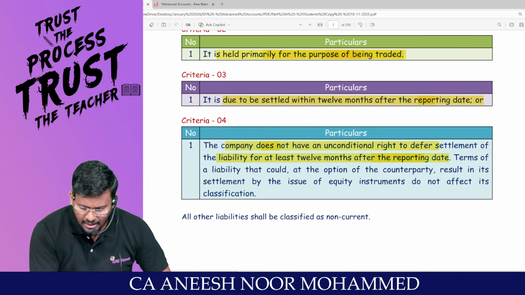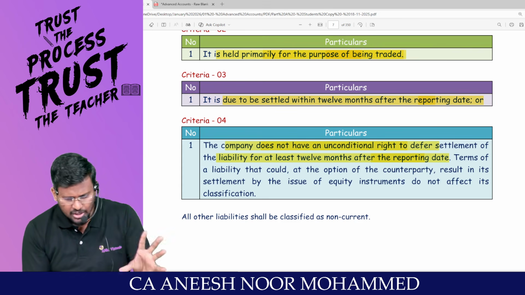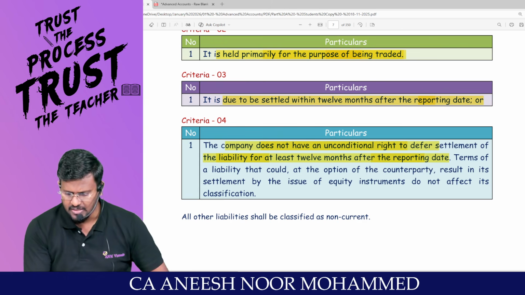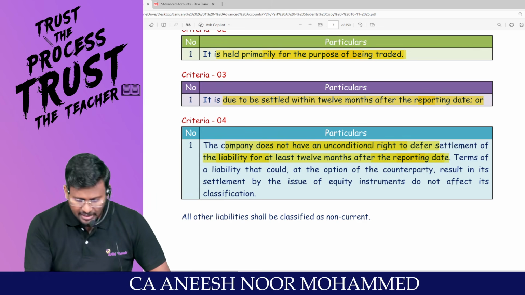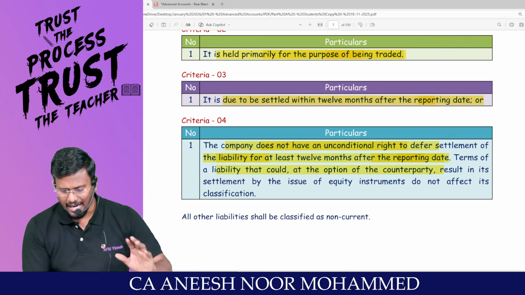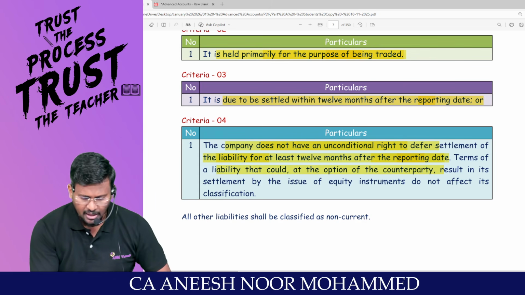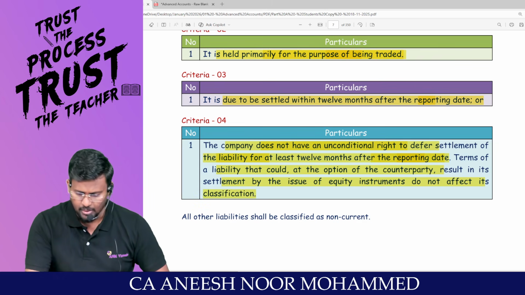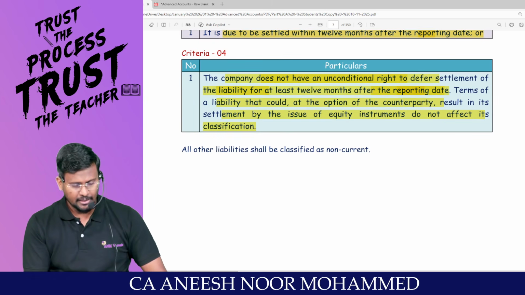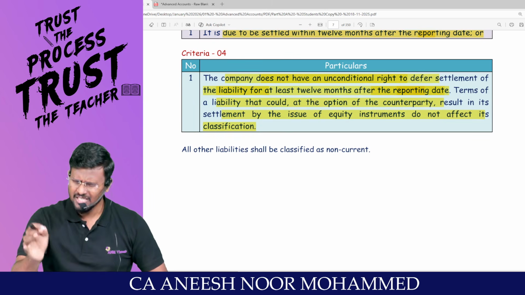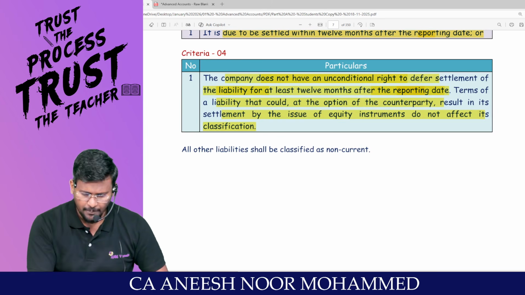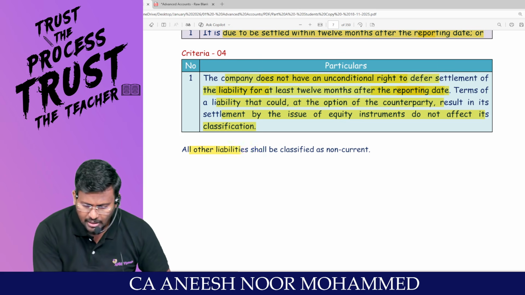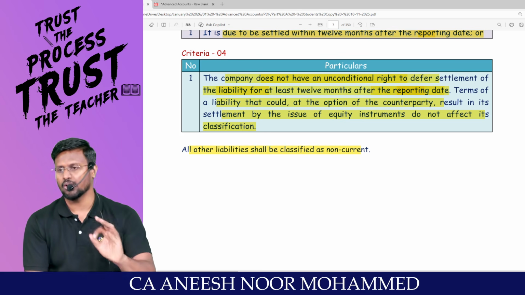So, the company does not have unconditional right to defer settlement of the liability for at least 12 months after the what date? Reporting. Terms of liability that could at the option of the counterparty result in its settlement by issue of equity instruments do not affect its what? Classification. That means there is no specific time limit, but still I am supposed to pay within 12 months. Then that liability should be treated as current liability. All other liabilities shall be classified as non-current.